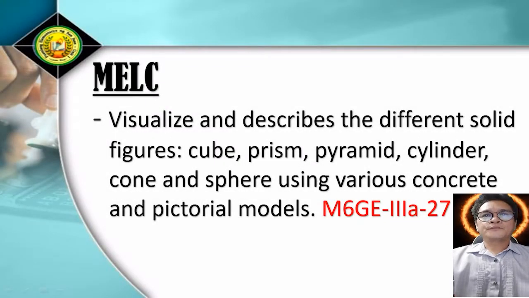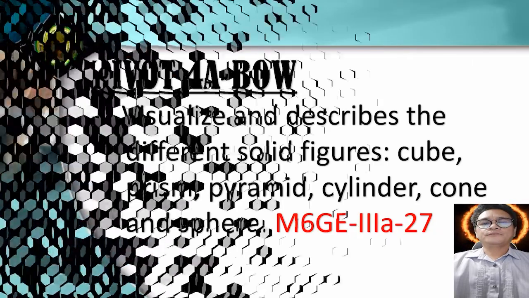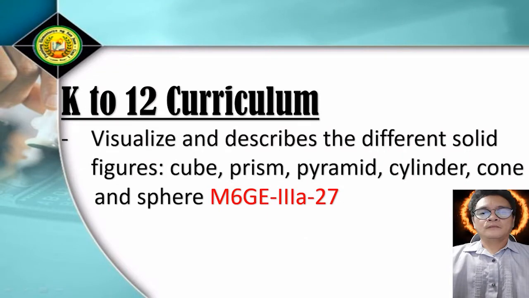Before we begin, let me mention first our objective. Our objective comes from MELC, which is to visualize and describe the different solid figures: cube, prism, pyramid, cylinder, cone, and sphere using various concrete and pictorial models, with the code M6GE-3A-27. Our objective is also congruent to PIVOT for BOW, and also to the K-12 curriculum.